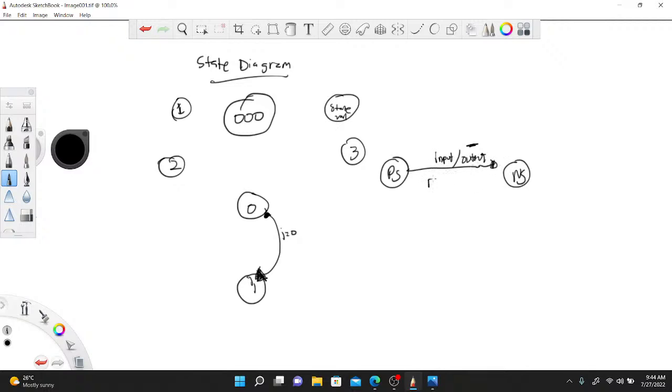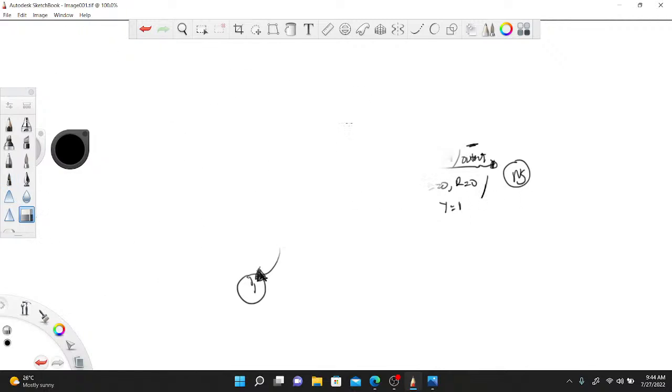There we'll just place E is equal to 0 here, comma R is equal to 0. There's no need for output. But if there was, you put a slash here, and then whatever output you need, let's say Y is equal to 1, something like this. You understand? That's how a state diagram is drawn, and you need to be very, very careful, because if there's only one question, there will be a lot of marks on specific things, and this might be one of them. Now let's talk about architecture.